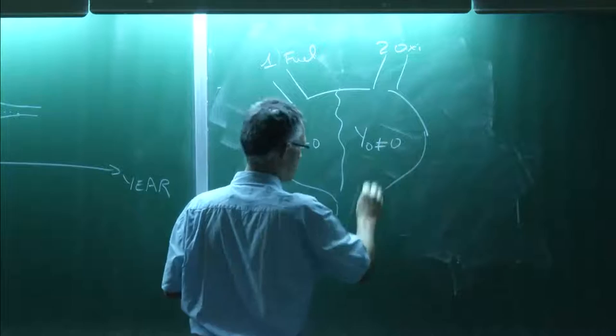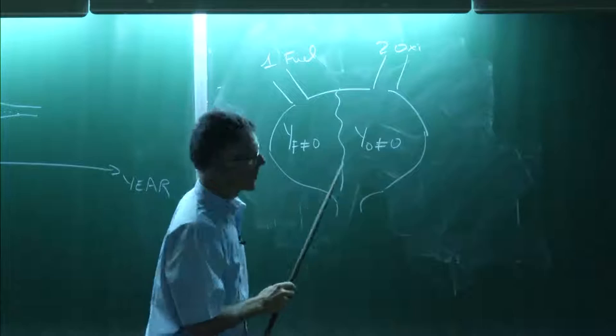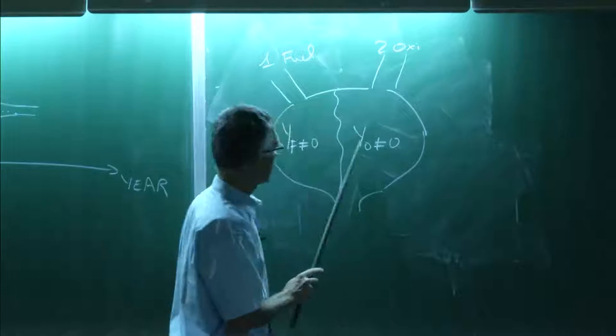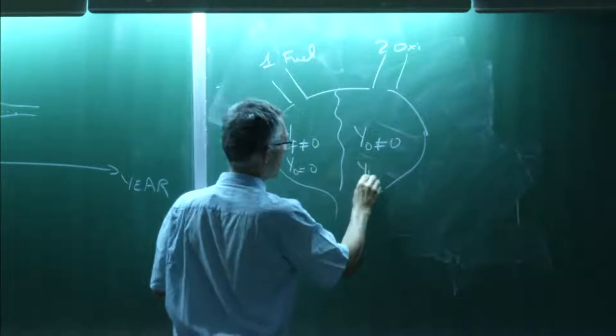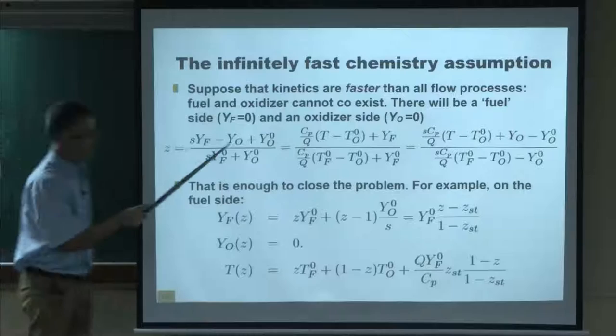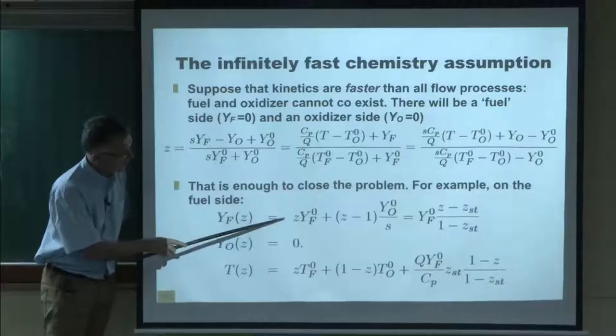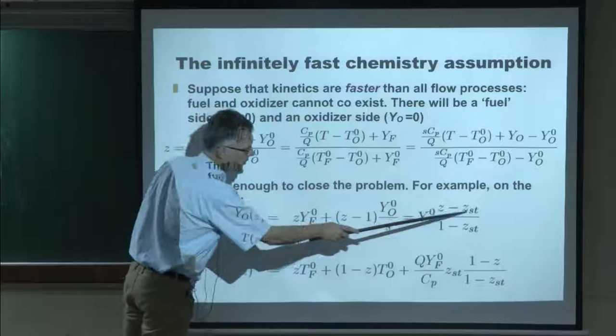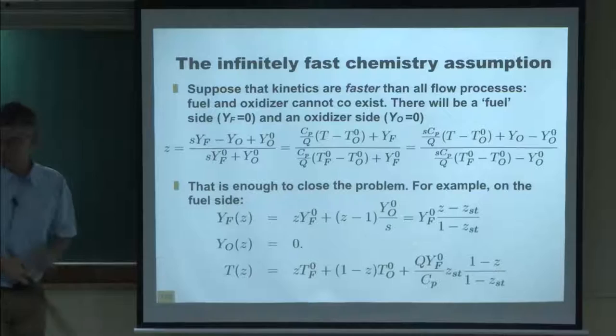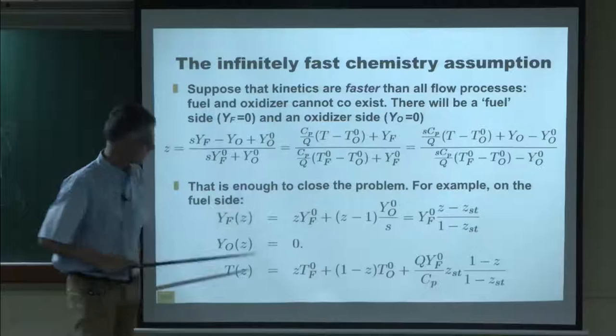And if I sit, for example, on the fuel side, the rich side, here, I know that YO will be equal to zero. And here, it's the other way. So here, if I know that YO is zero, I can express YF as a function of Z. And that's what's written here. And you can express it this way, YF of Z is YF0 multiplied by Z minus Z stoichiometric divided by 1 minus Z stoichiometric. And Z stoichiometric is a quantity I will define in a second. It's a combination of this thing here. I will give that in a second.